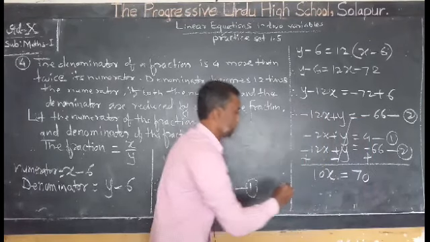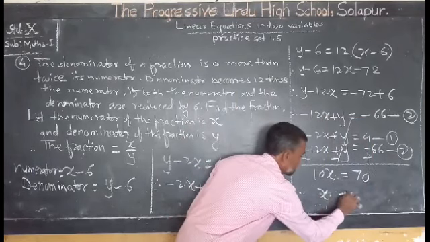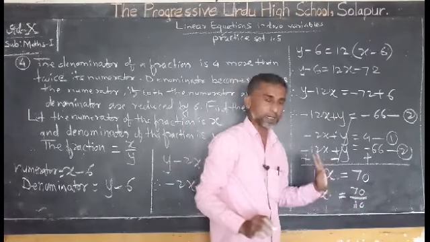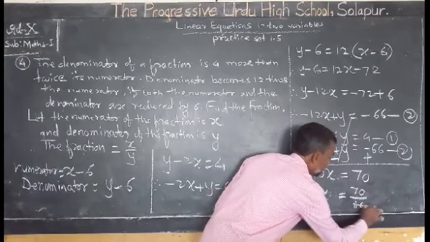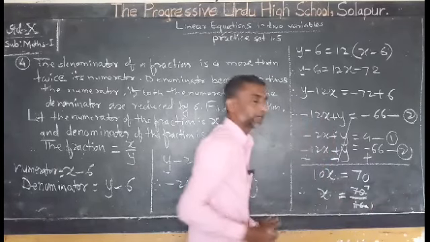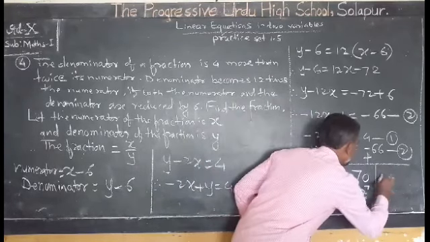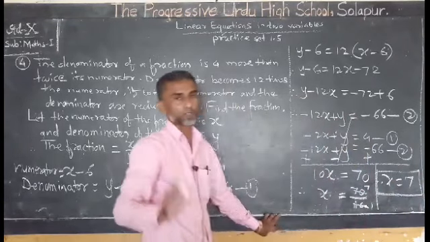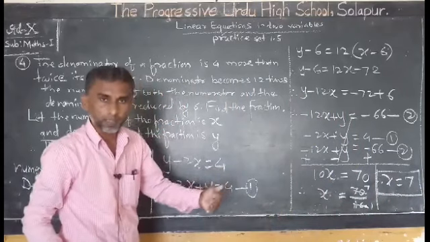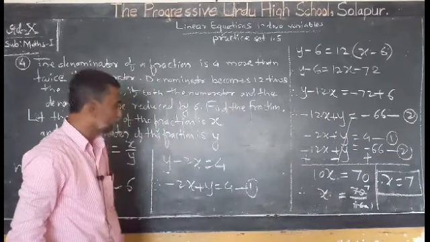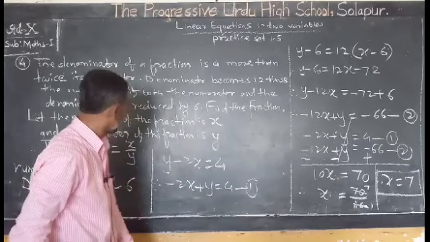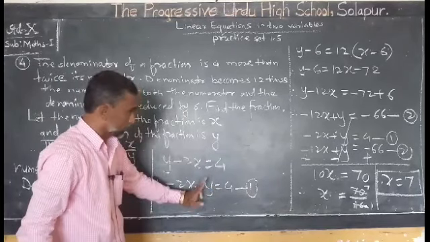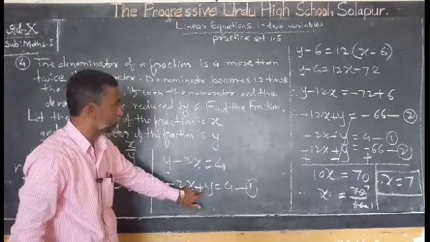Therefore, dividing both sides by 10, 70 upon 10. 10 ones are 10, 10 sevens are 70. Therefore, x is equal to 7. This is the value of the first variable, which is numerator. Now we have to find the denominator. Put this x is equal to 7 in any one of the equations. So put x equal to 7 in equation number 1.